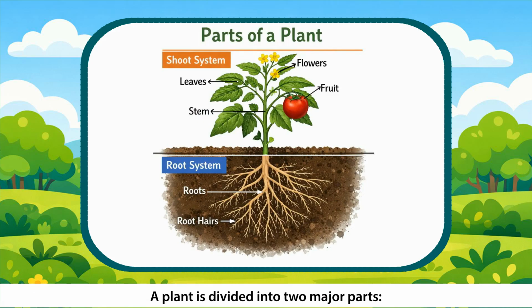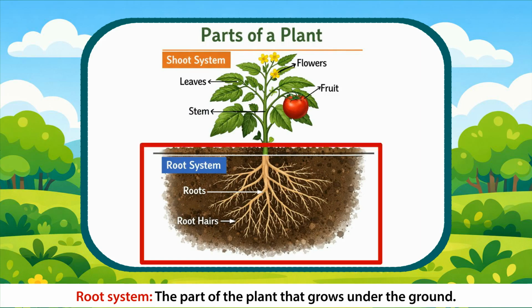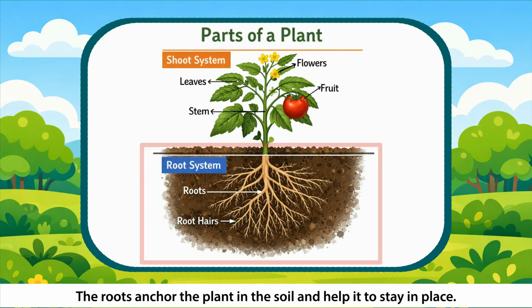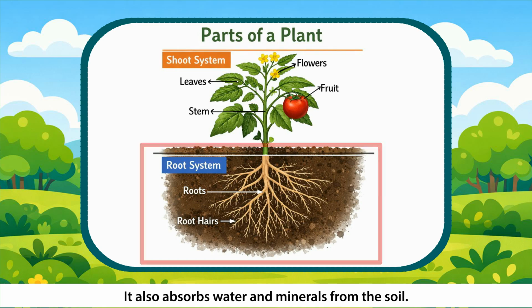Parts of a plant. A plant is divided into two major parts. Root system. The part of the plant that grows under the ground. The roots anchor the plant in the soil and help it to stay in place. It also absorbs water and minerals from the soil.